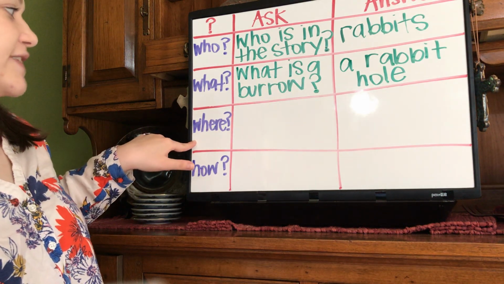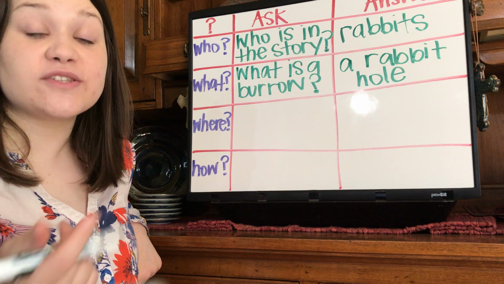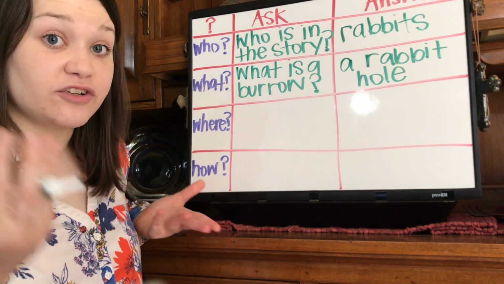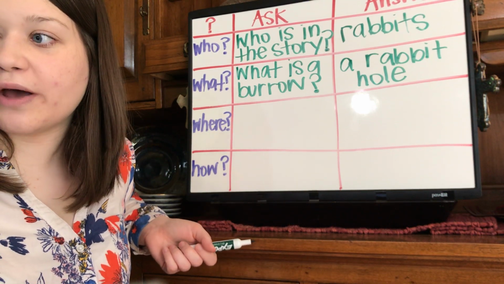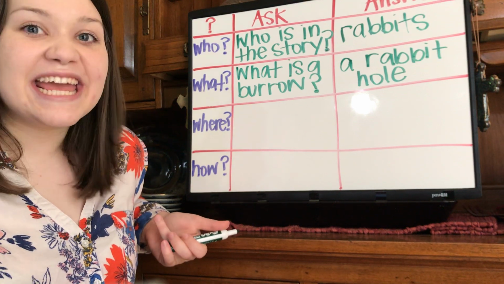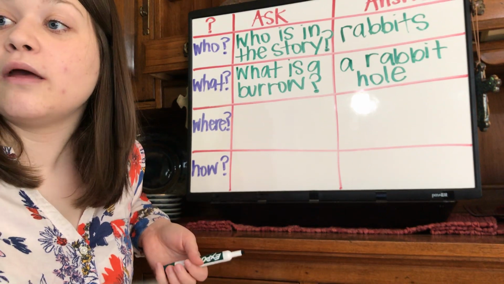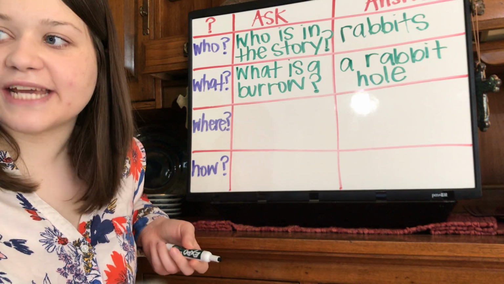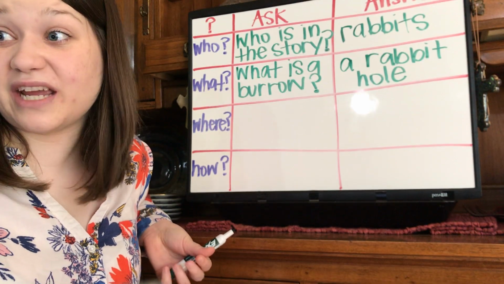My next question word is where. So where is usually talking about the setting in a story. So when and where the story takes place or where the characters are in the story. So I'm going to go back to my text. I'm on page 12. And I'm going to start reading in paragraph 1 and see, can I find any information about where these rabbits are? So paragraph 1 starts out, what animal has long ears and a short fluffy tail? A rabbit, of course. That doesn't tell me where they are, so I'm going to keep reading.